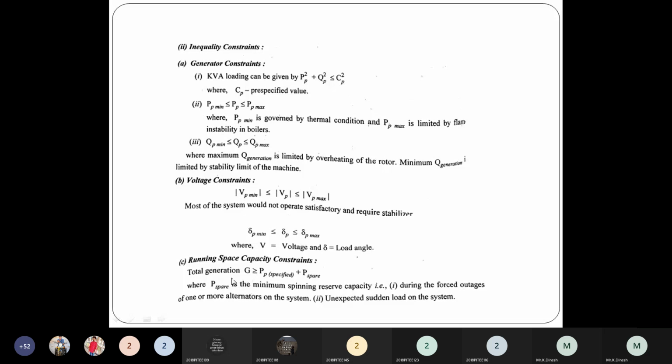So the total generation G is greater than or equal to your PD specified, that is your real power specified in the plant plus spare. Spare means the reserve capacity. So the reserve capacity of half an hour is included. In some cases, it is 45 minutes or 15 minutes. So based on the requirement, the spare power is fixed. First is during forced outages of one or more alternators in the system. And second one is unexpected sudden load on the system.